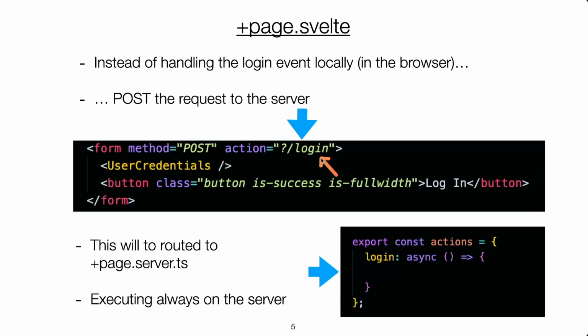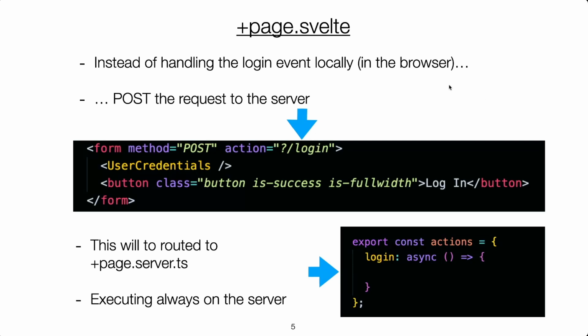So instead of, in the Svelte versions we've seen to date, the login button being handled locally by a button event handler running in the browser, we're now skipping out here and posting the form data to the server, and to a login method on the server.